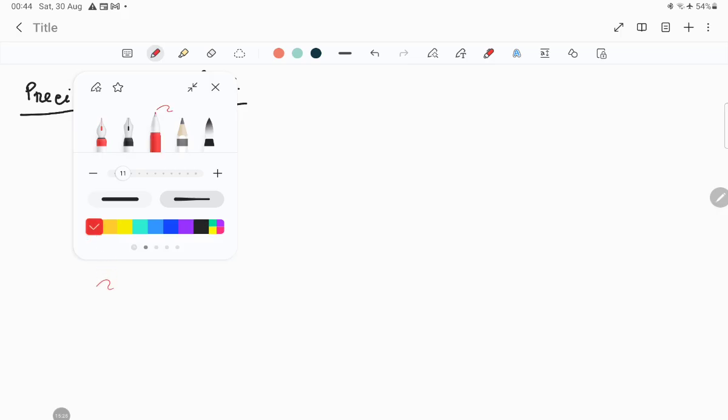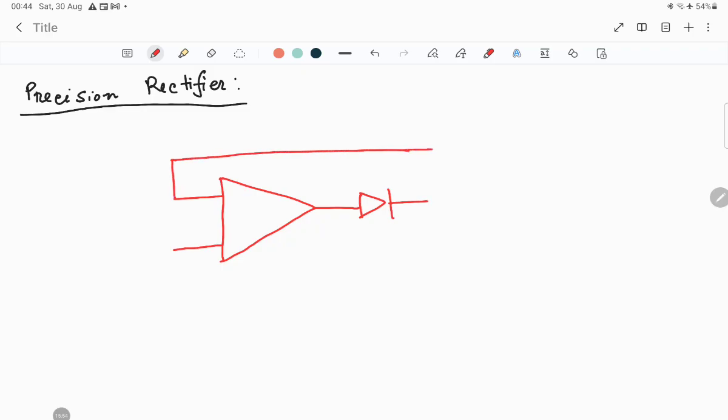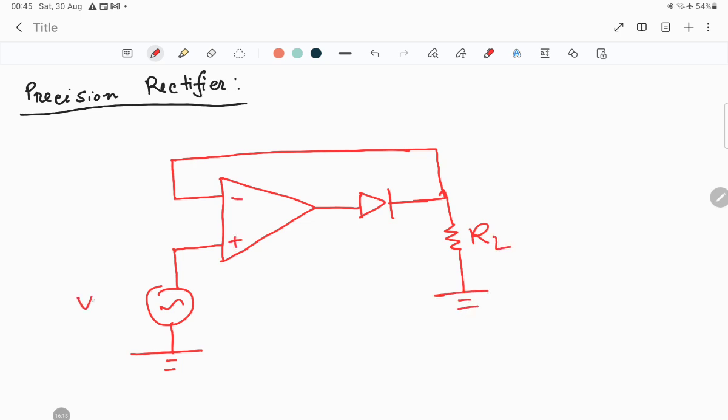So in the precision rectifier, what we will do, this is the circuit diagram of precision rectifier for a half wave rectifier.